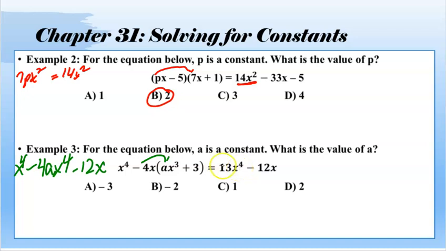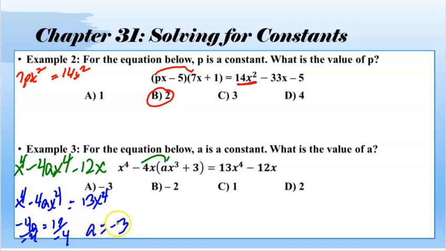That means the other parts, x to the 4th minus 4a x to the 4th, have to equal 13x to the 4th. So now, if I have a 1 x to the 4th, I have to add a number to 1 to get to 13. Well, I know that 1 plus 12 gives us 13. So negative 4a has to equal a positive 12. So to do that, I would divide by negative 4 on both sides, and I'd be left with a equaling negative 3. So a would be our correct answer for this one.